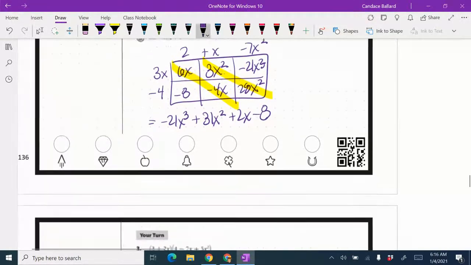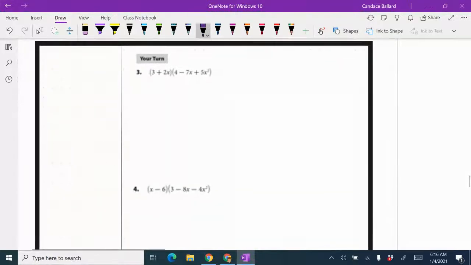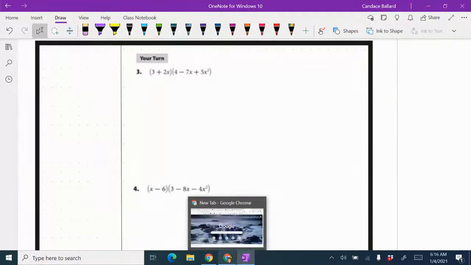Before you watch the next video, I highly recommend just trying these two problems on your own to make sure you understand it before I actually do it with you.